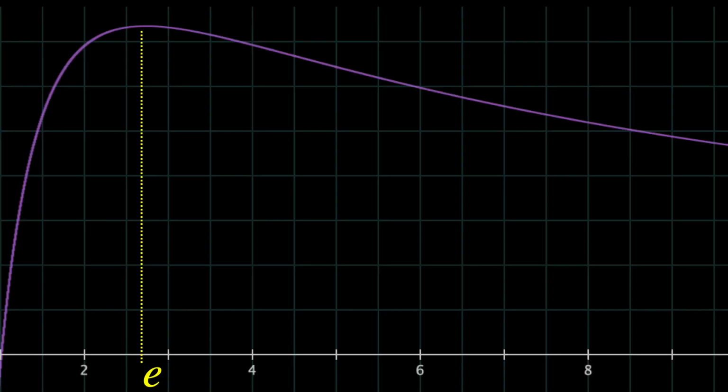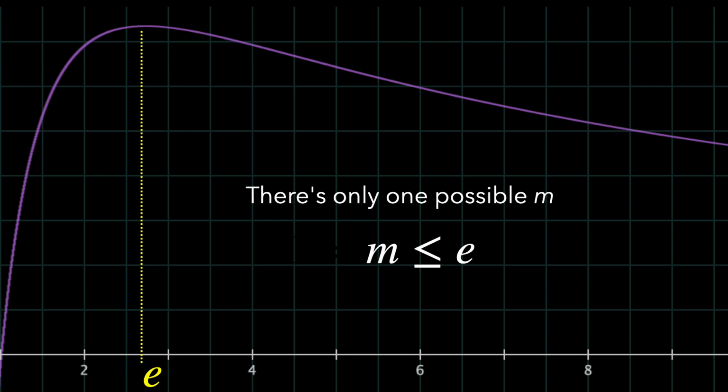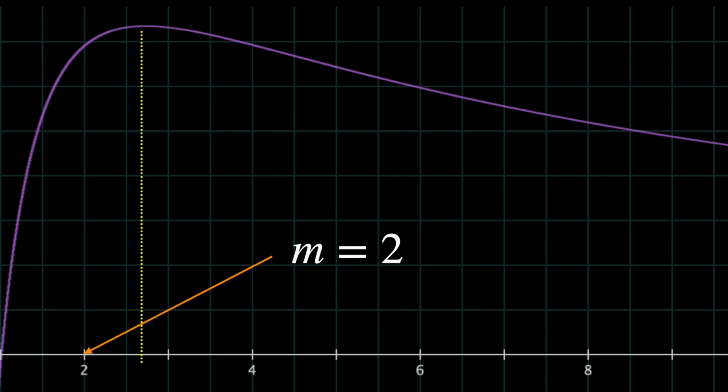Let's zoom in a little bit and think about what we know. We're looking for an m to the left of e and an n to the right of e so that the y values are the same. The only two integers to the left of e are 1 and 2, and so that shows us there's only one possible m. It's got to be less than or equal to e, and it's got to be greater than 1 because the y value for 1 is 0 and y has to be greater than 0. And since m has to be an integer, that tells us that m must be 2. Really, it tells us that our only possible candidate for m is 2.